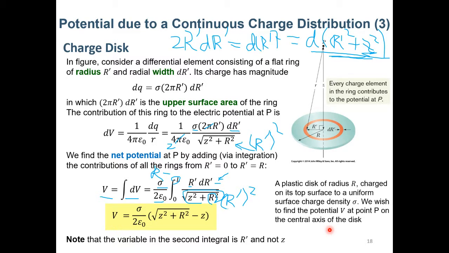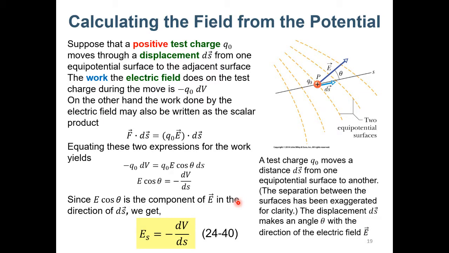Okay, we'll have some slides. Recalling this, for calculating the field from the potential, if we put a positive test charge Q0 in the field, moving through a displacement ds from one equipotential surface to an adjacent surface, the work the E field does on the test charge during the move is minus Q0 dV.